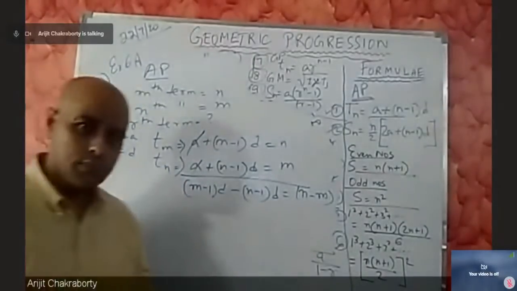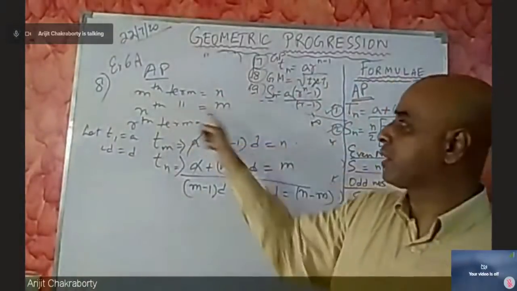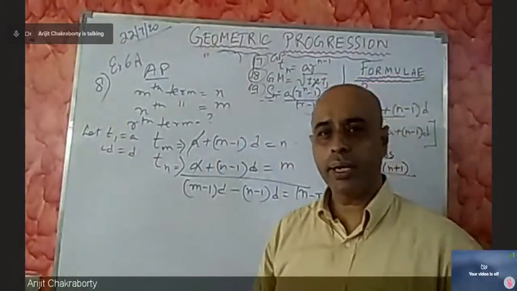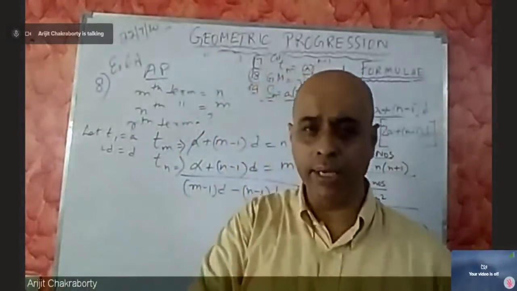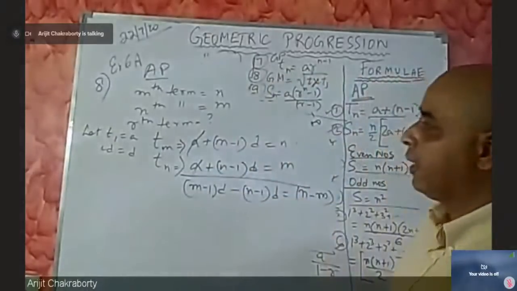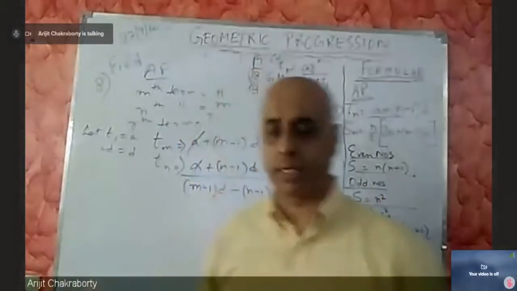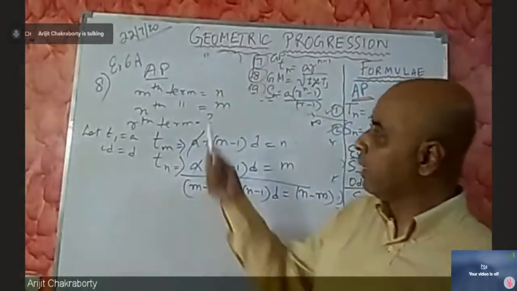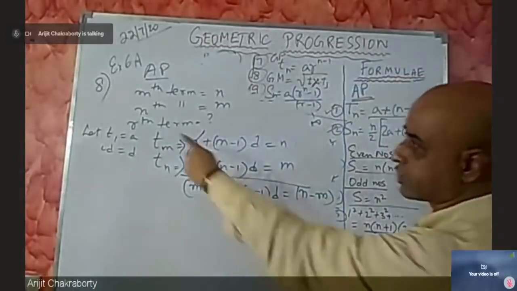Please follow carefully every step. Please follow carefully. Mth term is n, nth term is m. Okay? M for Mike, N for November, phonetically speaking. We have to find rth term, R Romeo. So you know the phonetic alphabets. So M is Mike, N is November, R is Romeo. So we have to find out the rth term.